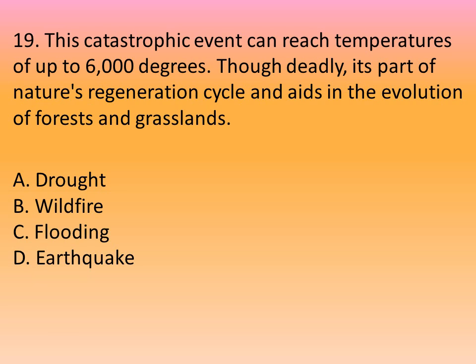Number 19. This catastrophic event can reach temperatures of up to 6,000 degrees. Though deadly, it's part of nature's regeneration cycle and aids in the evolution of forests and grasslands. A. Drought, B. Wildfire, C. Flooding, D. Earthquake.